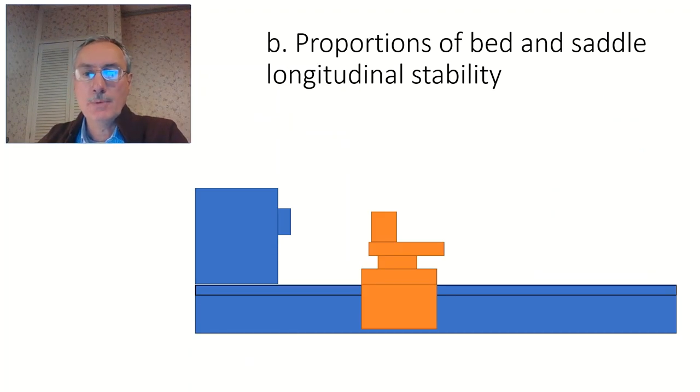The second aspect we need to consider is what I've called longitudinal stability. That is, looking on the front of the lathe, the ability of the saddle to remain upright even when there are cutting forces applied at center height. So you see here the tool force at center height and the feed force coming from the rack and pinion or the lead screw and clasp nut.